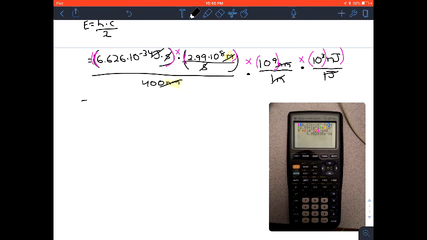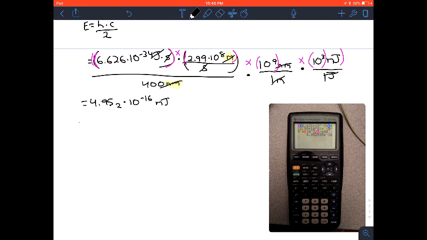Okay, so therefore our answer equals 4.952 times 10 to the negative 16th millijoules. Of course, we need to round that. So now our energy is about 4.95 times 10 to the negative 16th millijoules.